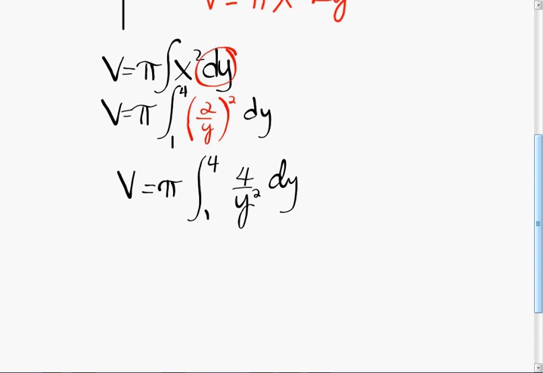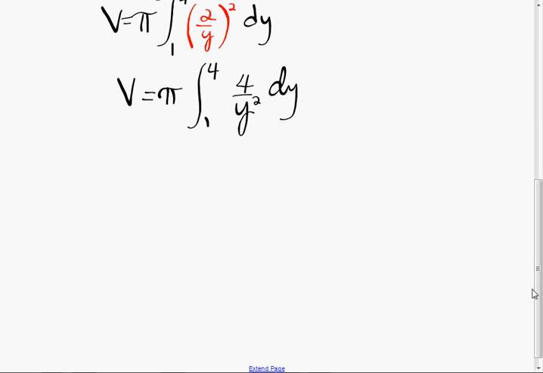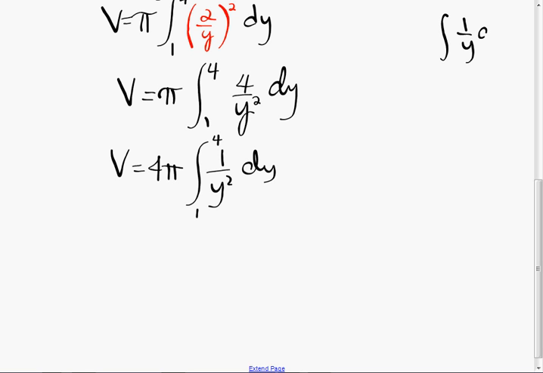Okay. What can you do with the 4? Pull it out in front. Okay, so volume equals 4 pi of 1 over y squared dy from 1 to 4. Here's what a number of you want to do. You want to make it a natural log. It's not a natural log. What would it have to look like to be a natural log? It would have to be the integral of 1 over y dy.